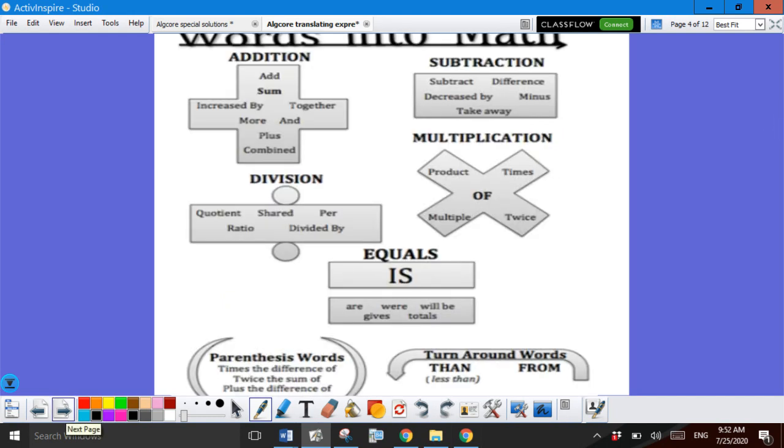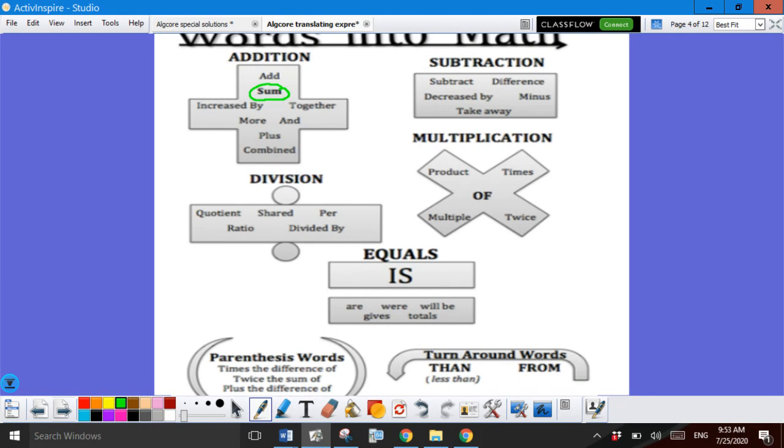Now, one of the things that's really helpful, and I did include this in your information for today, is this worksheet or this handout called Words into Math. So there are many words that are very key when we're looking at translating expressions. So let's go through and mark some of these more important ones. When I talk about addition, the big word for addition is sum. If you see the sum of two numbers, that means you're adding.